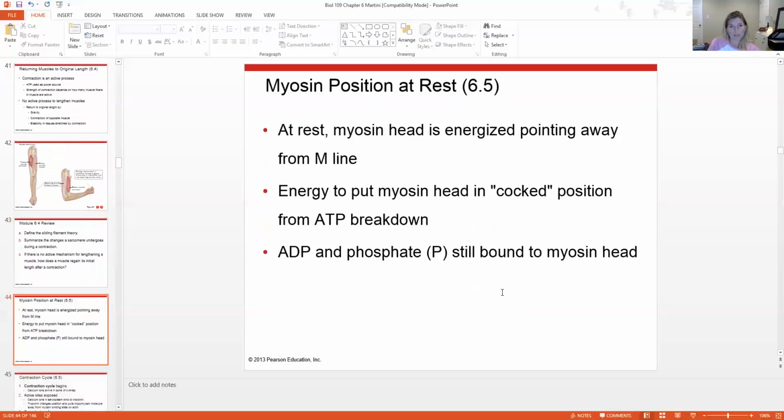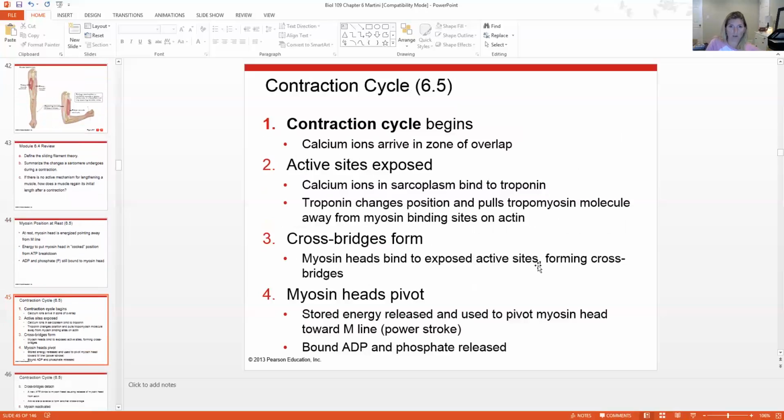Let's talk about myosin at rest. At rest, myosin is energized. Myosin has potential energy when it is resting. That ATP is bound to the myosin and it's kind of sitting in this locked and ready position. And ATP, ADP, and phosphate are bound to that head. So they're ready for ATP to break down.